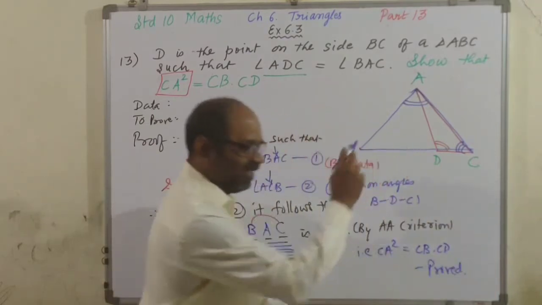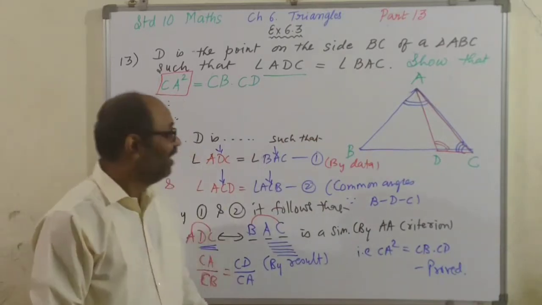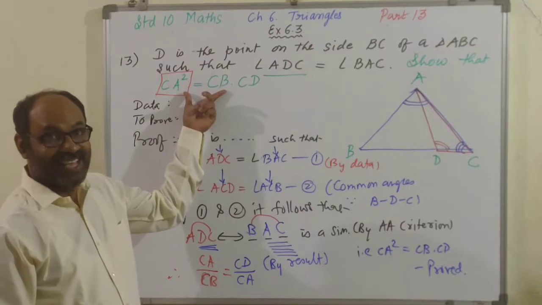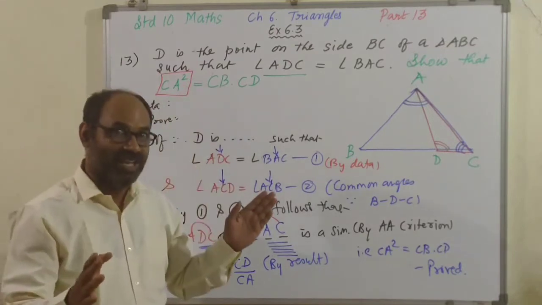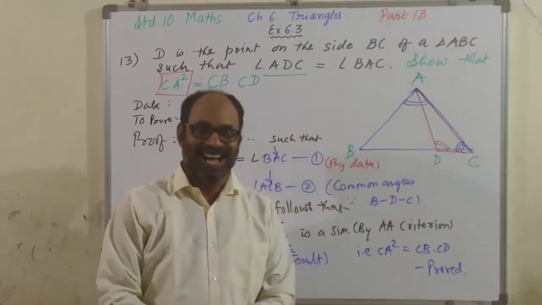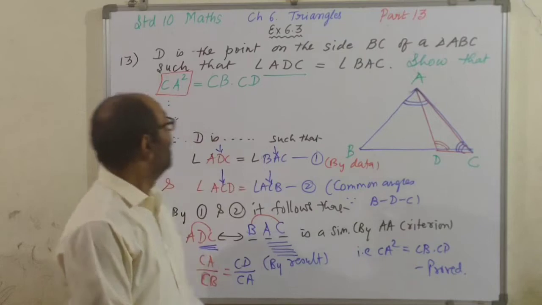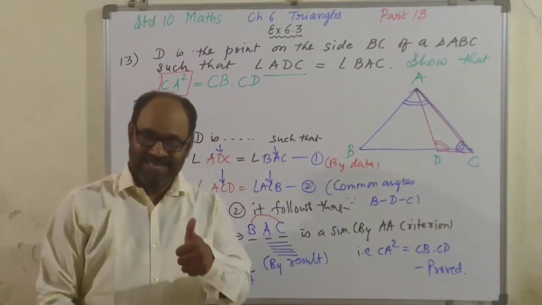Proved. So this was quite easy. But you have to understand this as two equal ratios. And two equal ratios are produced when two triangles are similar. Okay? Understood? Number 13? Yes.